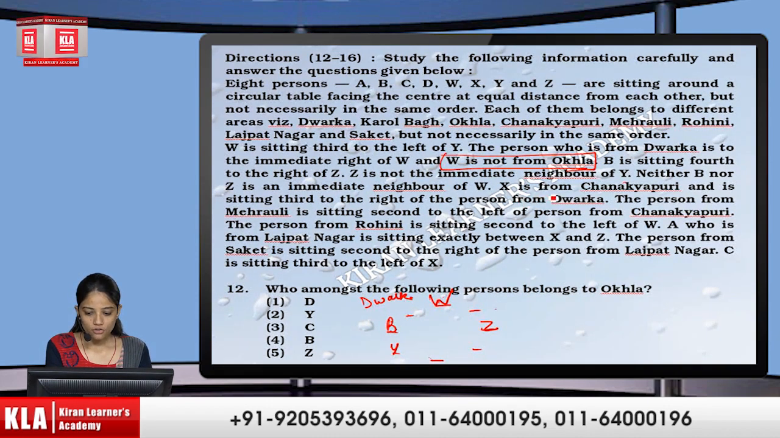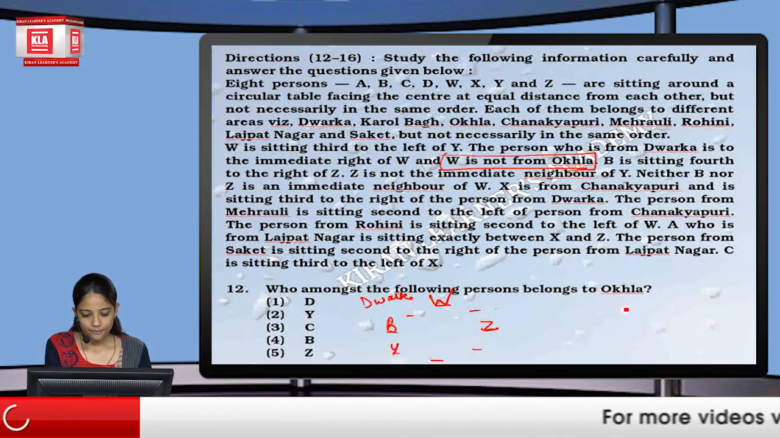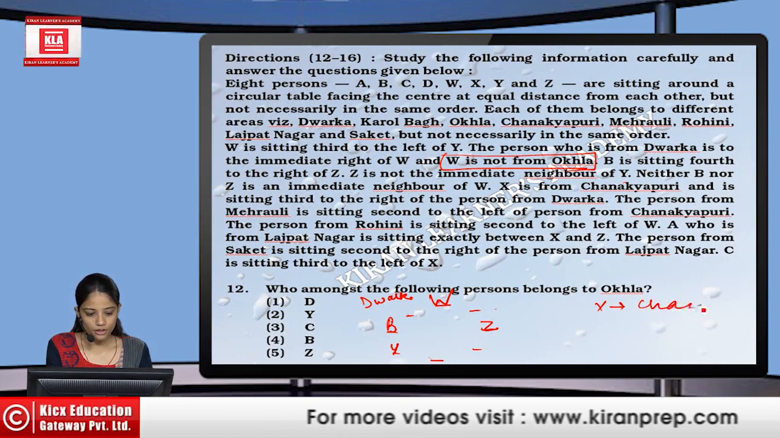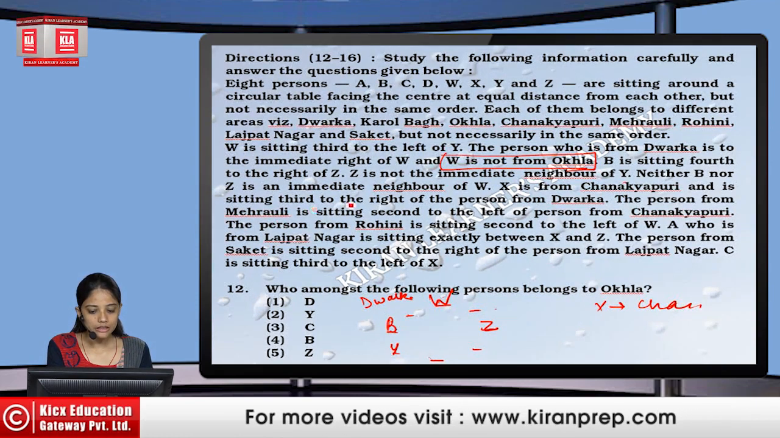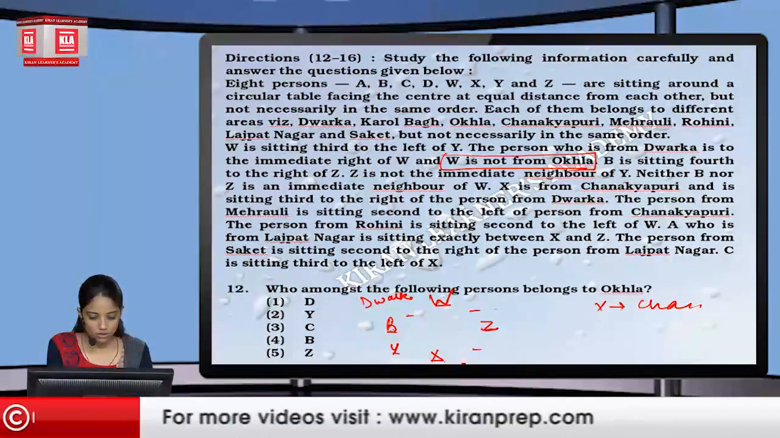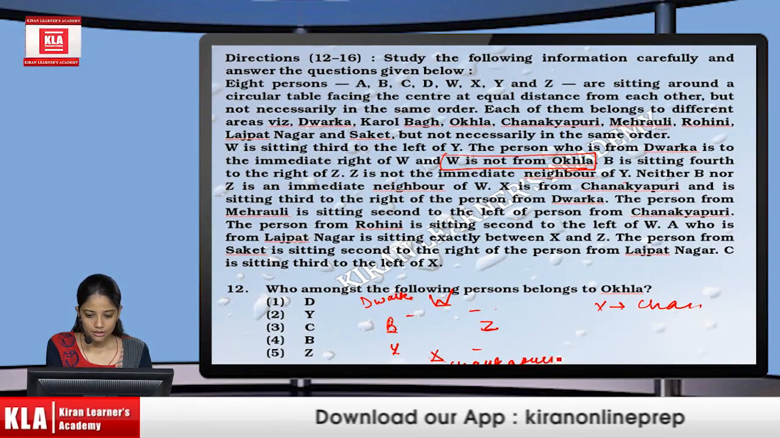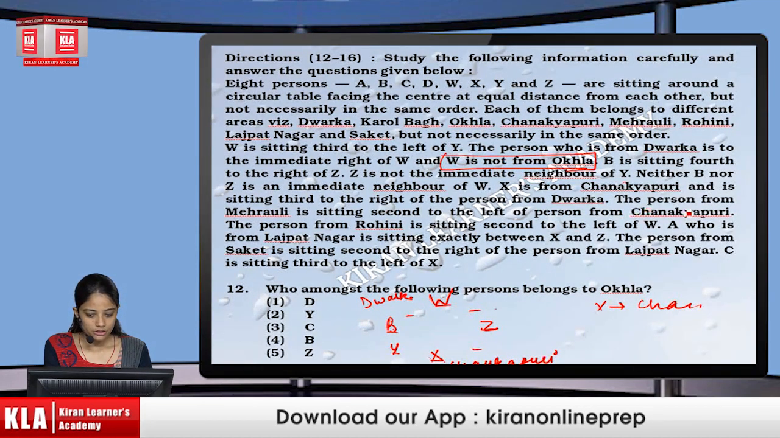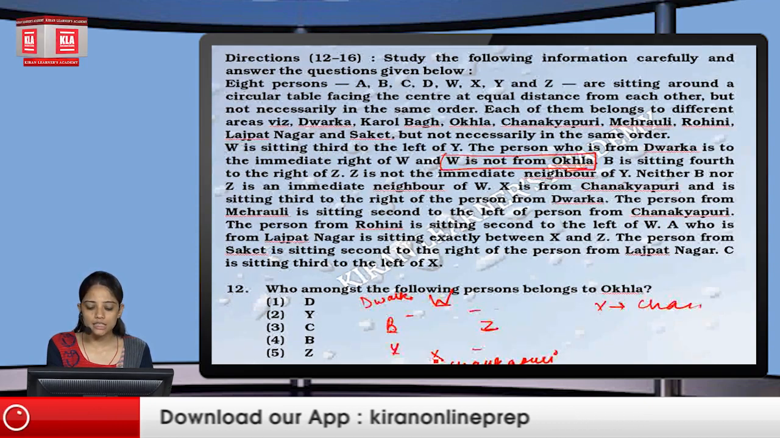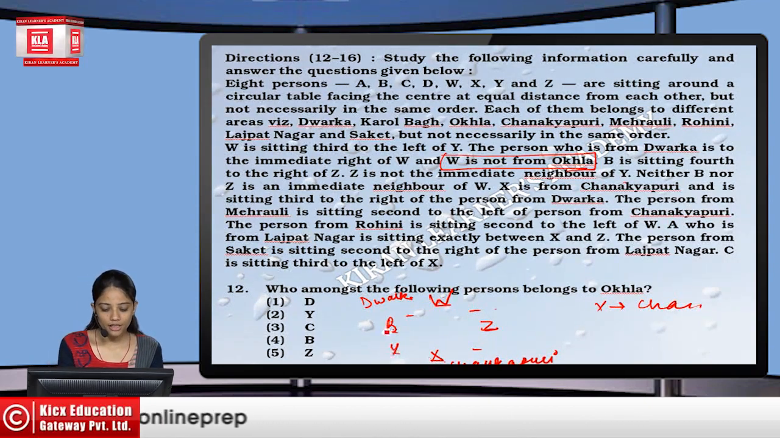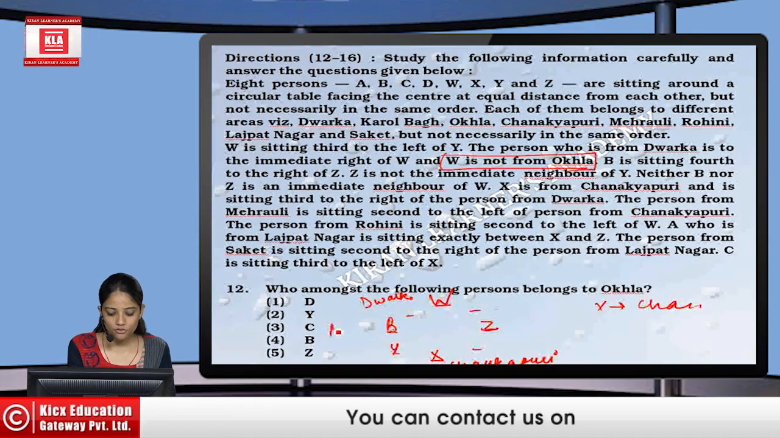Then X is from Chanakyapuri. X is from Chanakyapuri and it sits third to the right of the person who is from Dwarka. Third to the right, 1, 2 and 3. So we get X is over here and he is from Chanakyapuri. Then the person from Mehrauli is second to the left of the person from Chanakyapuri. Chanakyapuri is X, means we have to go second to the left, that means B. B is from Mehrauli.